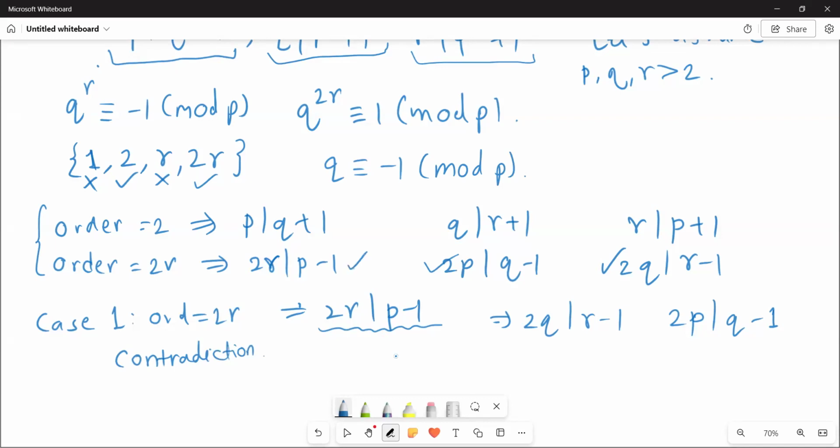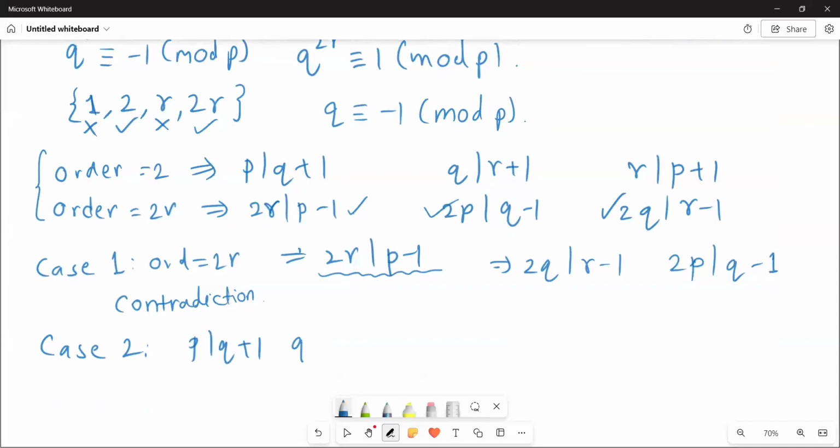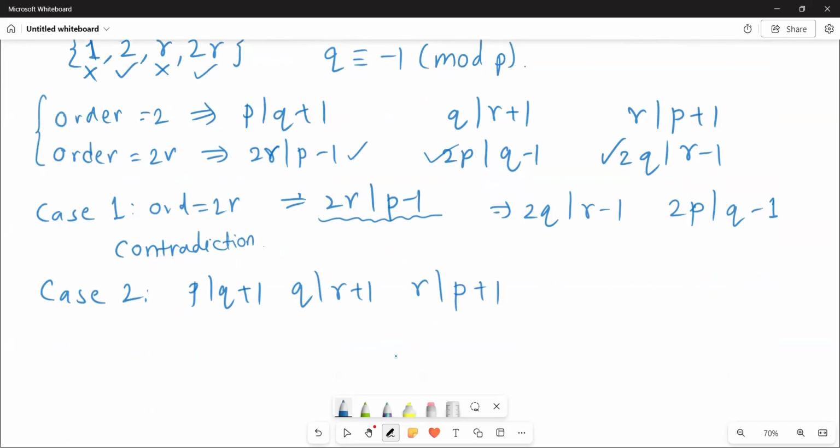So this means that the only possible cases, something like this happens. p divides q plus 1, q divides r plus 1, r divides p plus 1, and p, q, r are greater than 2. Can this even happen?